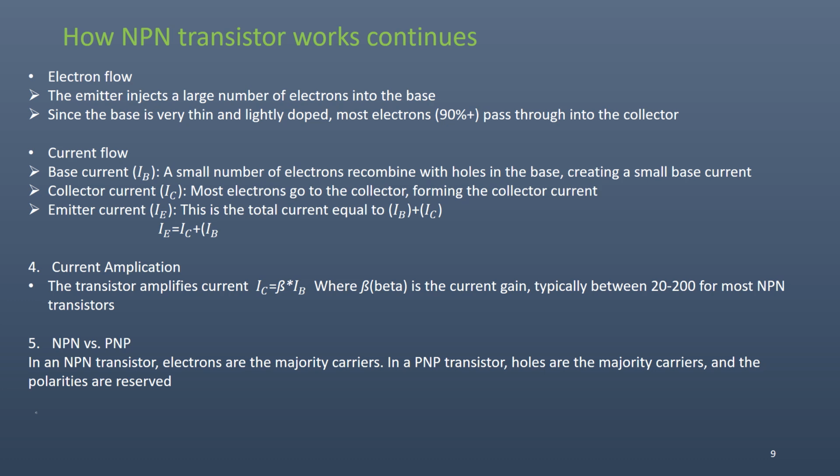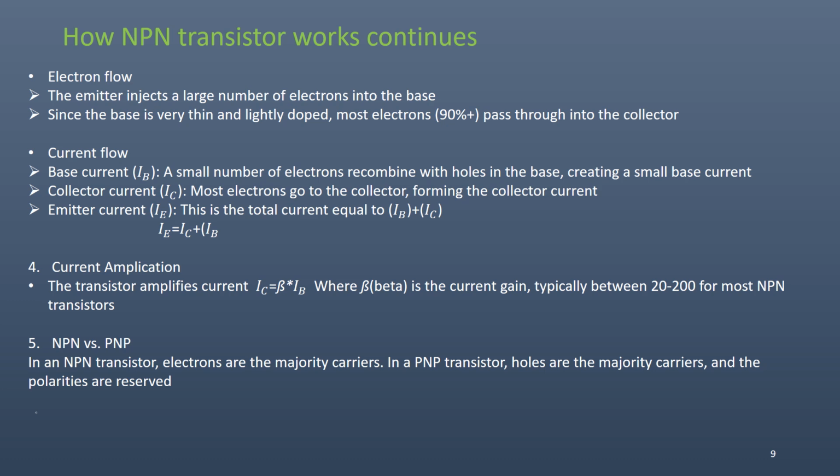Current amplification. The transistor amplifies current. Collector current is equal to beta times base current, where beta is the current gain, typically between 20 and 200 for most NPN transistors. NPN versus PNP. In an NPN transistor, electrons are the majority carriers. In a PNP transistor, holes are the majority carriers and the polarities are reversed.